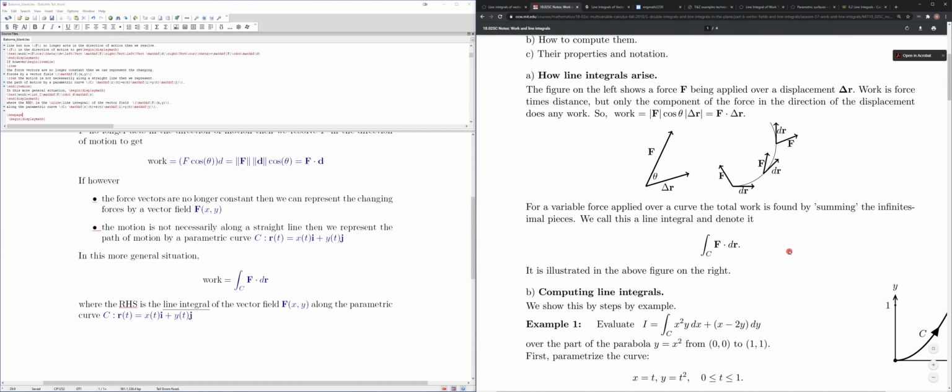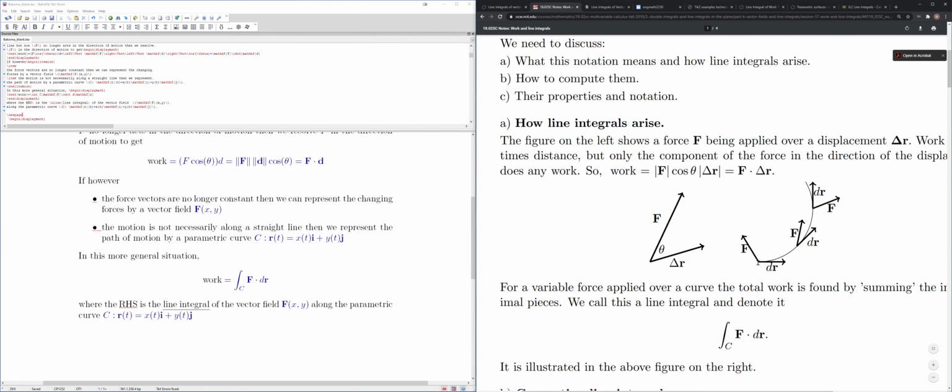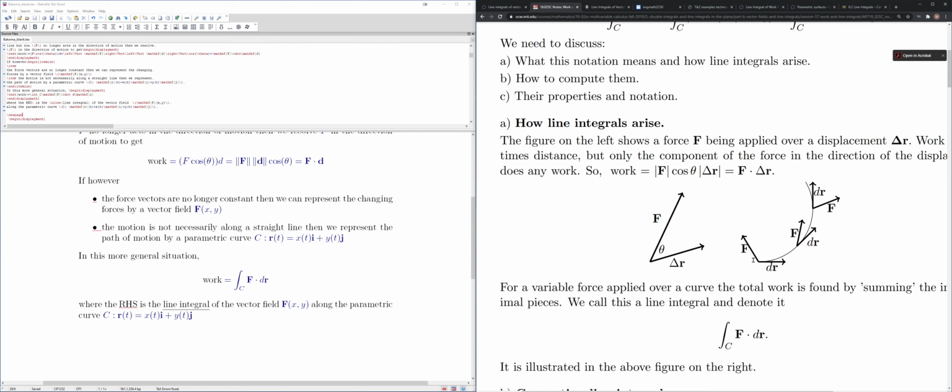So that is what is said over here. Here I have motion along this curve from this point to this point. It's the same situation, just a different example, and your forces are changing. What they're explaining is that you approximate. This diagram is slightly inaccurate, but what you're doing is chopping up this curve into various pieces, and you consider the displacement from one point to the next.